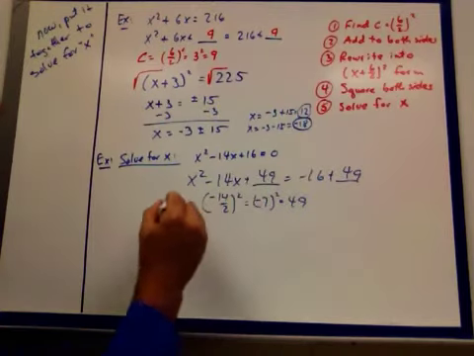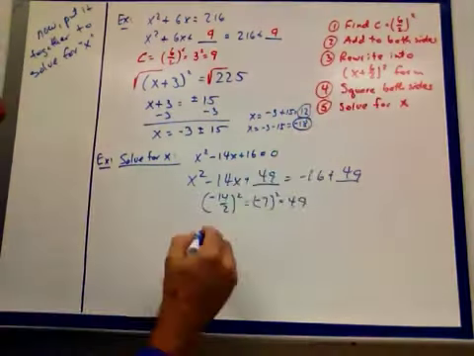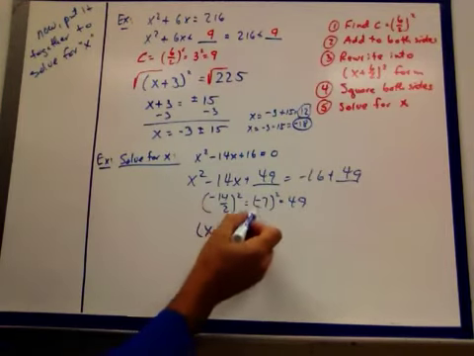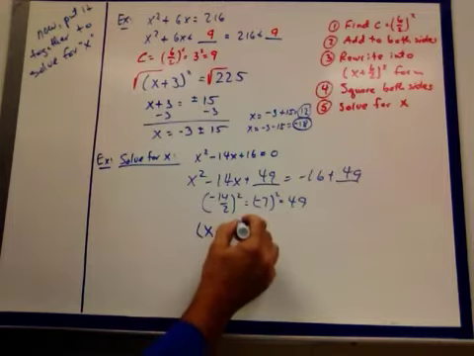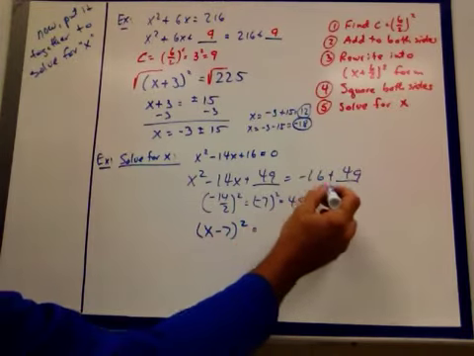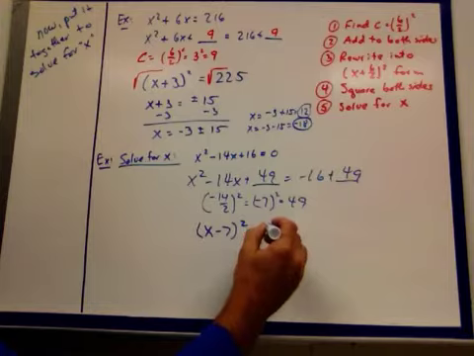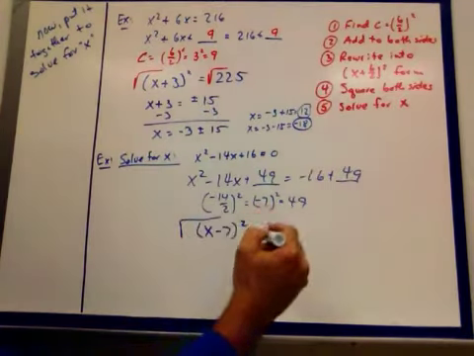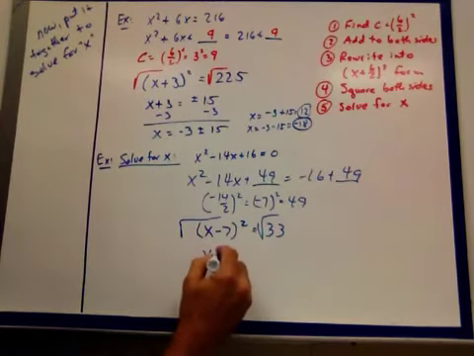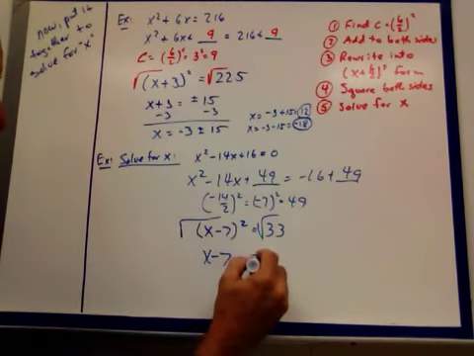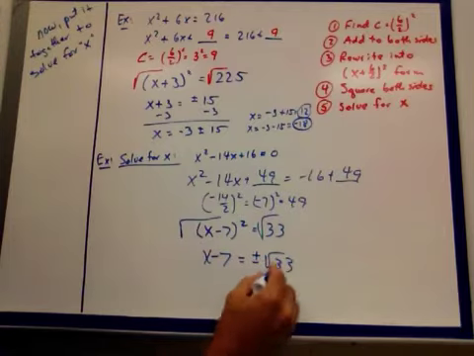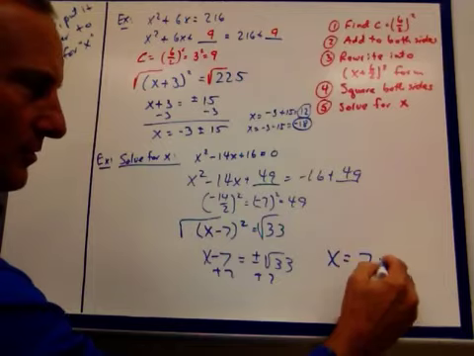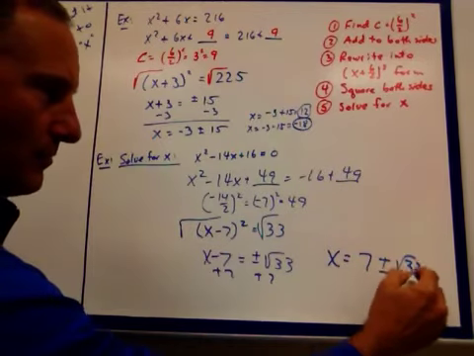Now this is a perfect square trinomial. I can write it like this. So it's going to be x plus half of my b, which is -7, so I'm just going to write it as -7, squared. -16 plus 49 is what, 33? Okay. Now I'm going to square root both sides. You get what's inside, plus or minus the square root of 33. Add the 7 over. So x is equal to 7 plus or minus the square root of 33.